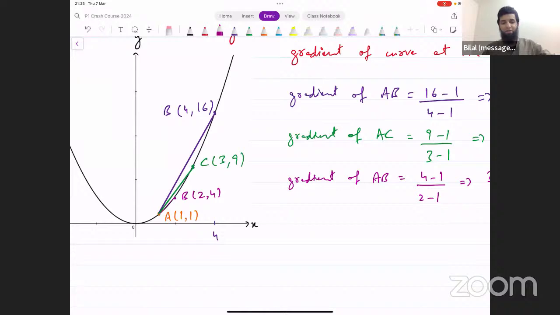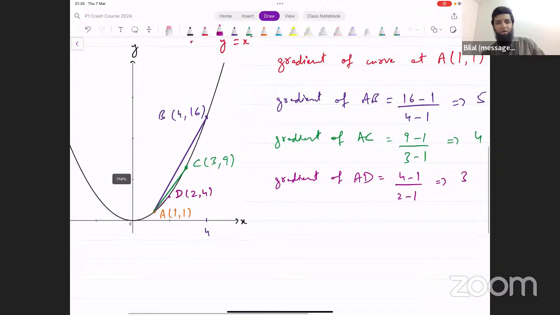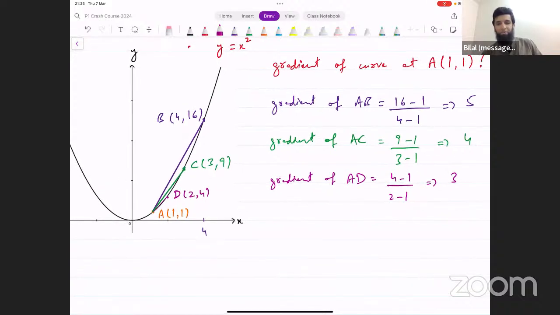And the idea is we keep making this point closer and closer. Let's call this point D instead, I'm sorry, because we've already used B above. Let's call this D. The gradient of AD is even closer to the gradient of the curve at that point. So the idea is if we keep bringing the second point closer and closer to A, the estimate of the gradient is going to keep getting better, right?